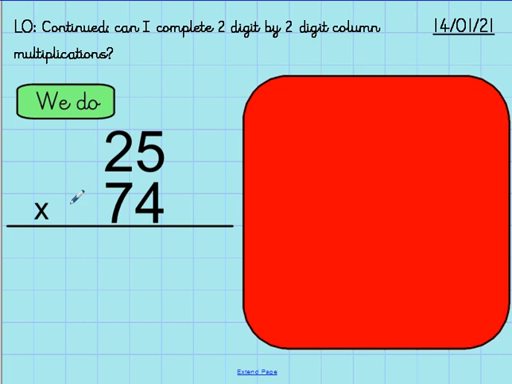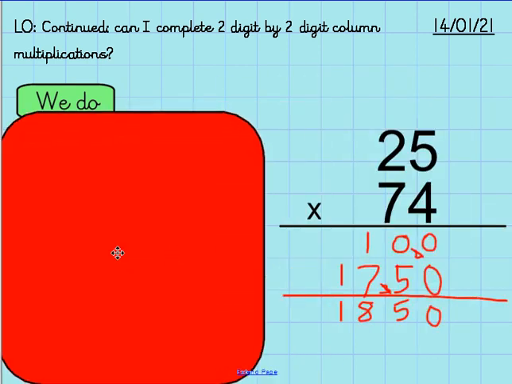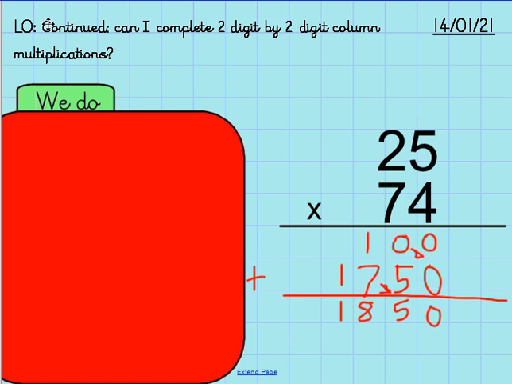I'd like you to have a go at this one. In a second I want you to pause the video, have a go, and then I will reveal the answer, and you could just double check before you move on to having a go at the sheet today. So have a look, pause the video, and have a go at that one. Okay, so here is our answer. Here are our workings out for that one.